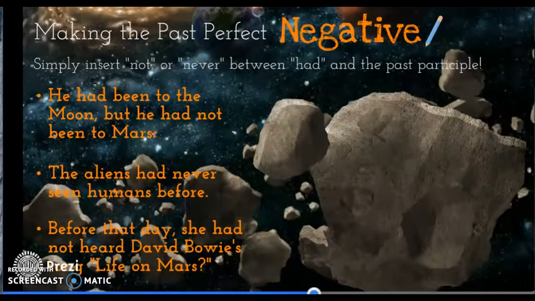Making the past perfect negative. The past perfect can be made negative by inserting not or never between had and the past participle. For example, he had been to the moon, but he had not been to Mars. The aliens had never seen humans before. Before that day, she had not heard David Bowie's song, Life on Mars.